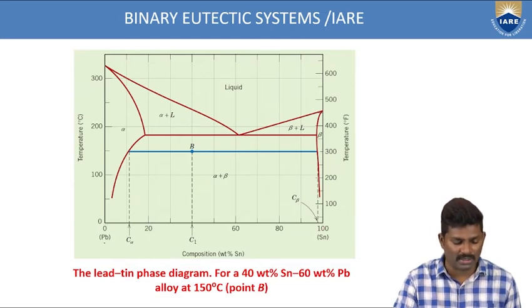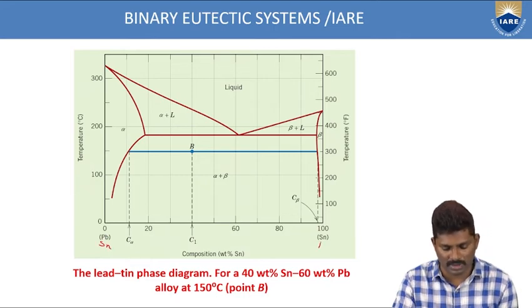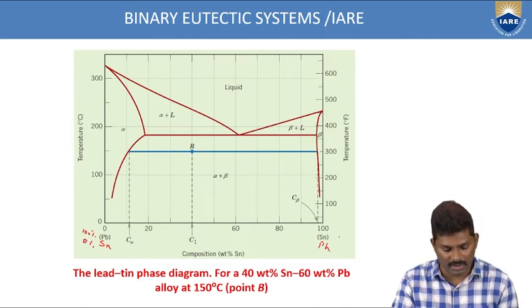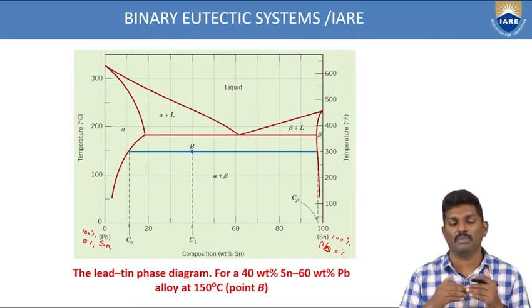Now we are drawing the x-axis as the composition. Here you have lead and tin. Pb represents lead and Sn represents tin. So here you have both the tin as well as the lead. If lead is 100%, tin should be 0%. If tin is 100%, lead should be 0%. So at any point, it should be balanced and equal to 100.